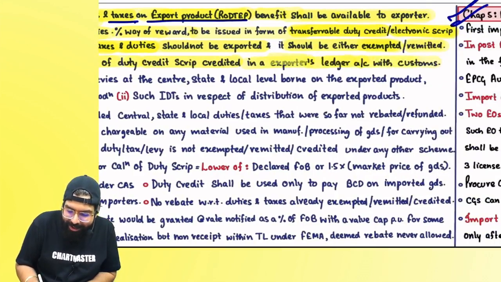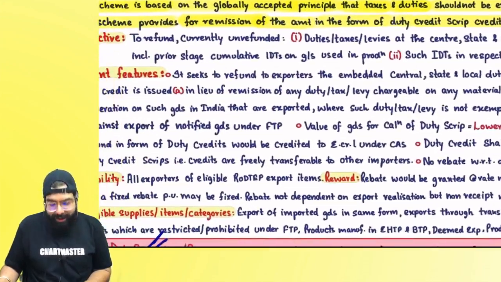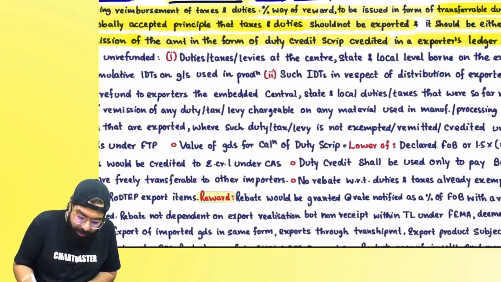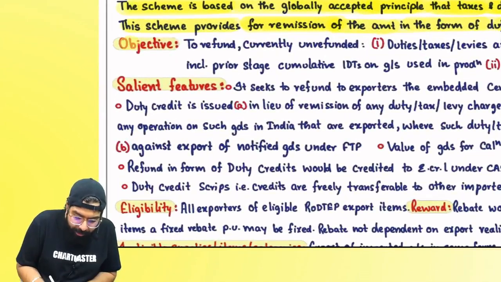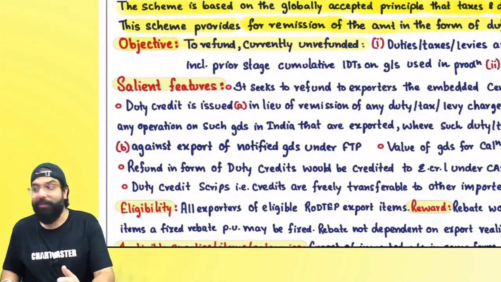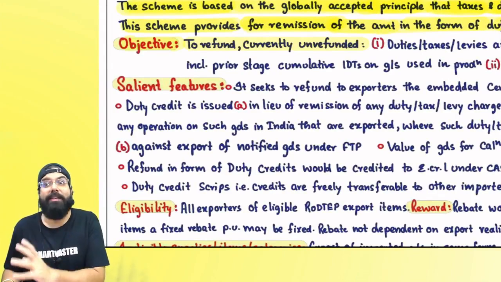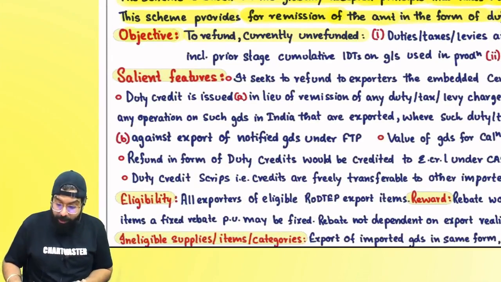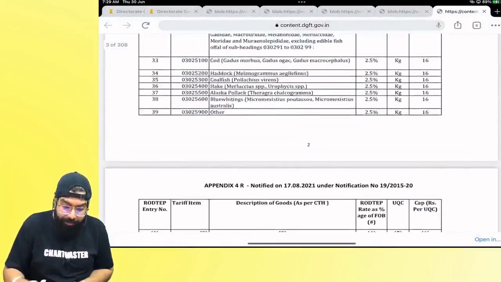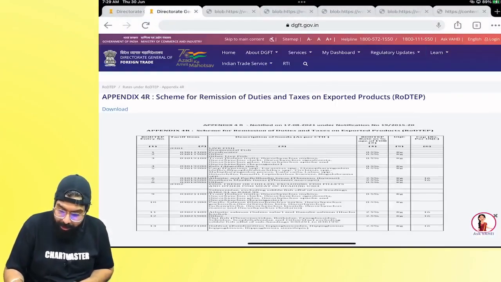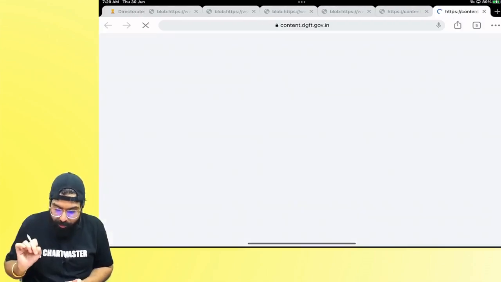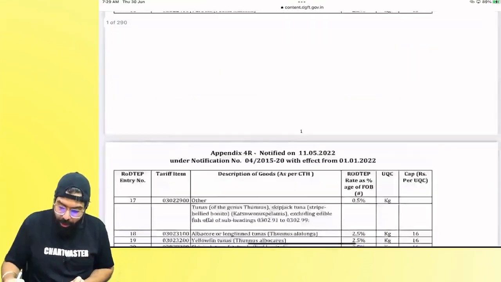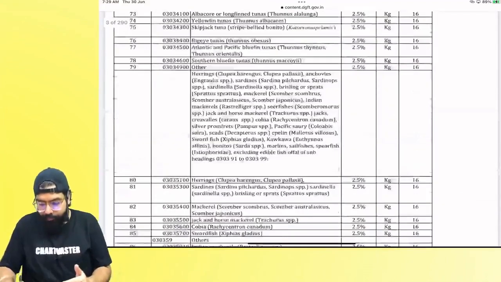What is the ledger account, everyone? E-credit ledger. They are telling, we will give you duty credit scrip. Everyone, what is the objective? To refund the unrefundable. Whatever duties and taxes you were not getting refunded earlier, now they are telling, we will give you in the RODTEP scheme. Everyone here, regulate. See, RODTEP, when you go, you will see over here. They are telling all these items. Can you see over here?